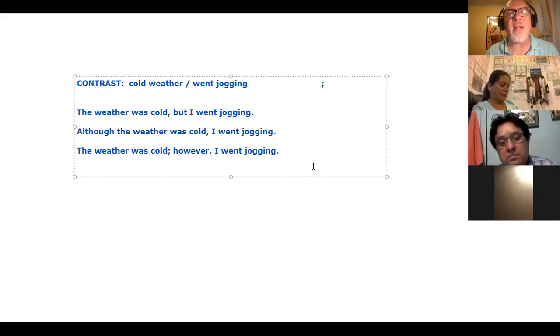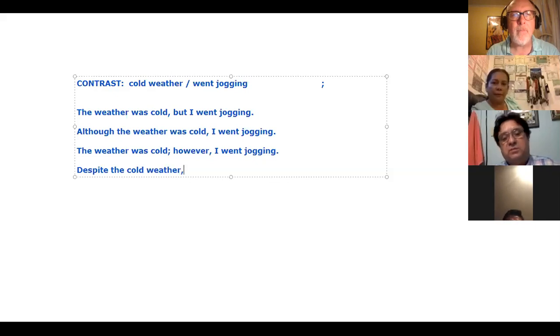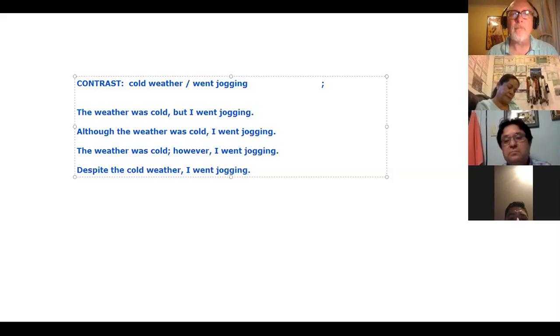Okay, and finally, this is the tricky one, the preposition. What about despite? Despite the cold weather, I went jogging. What does despite mean? Despite is the same as although, except one is with a subject and a verb, and one is with a noun. It means something surprising happened, something opposite of my expectations.